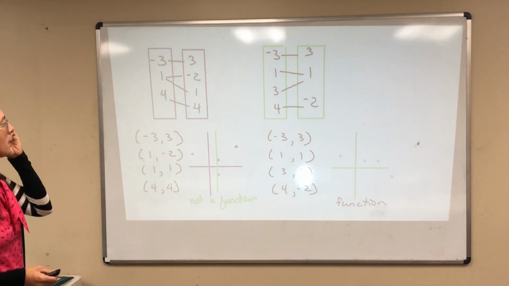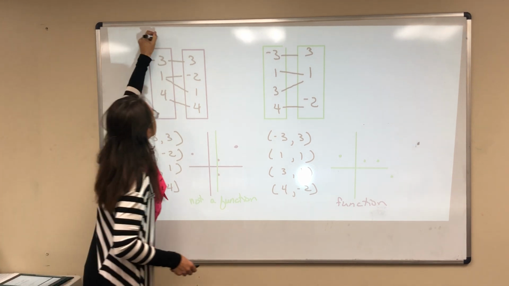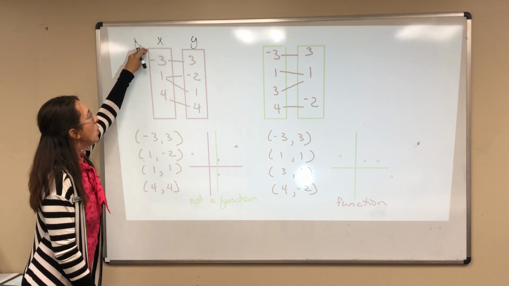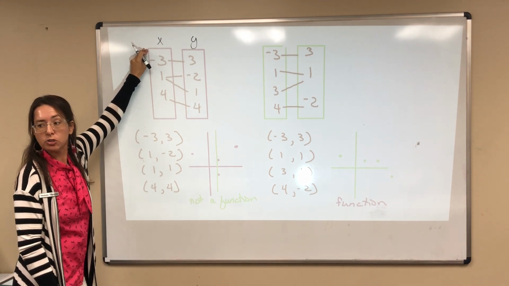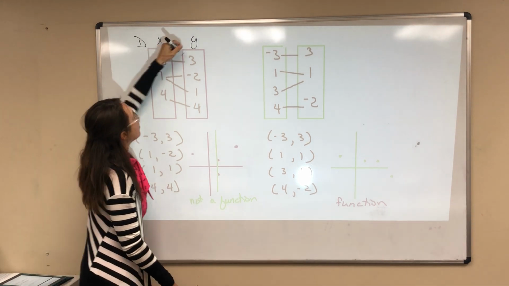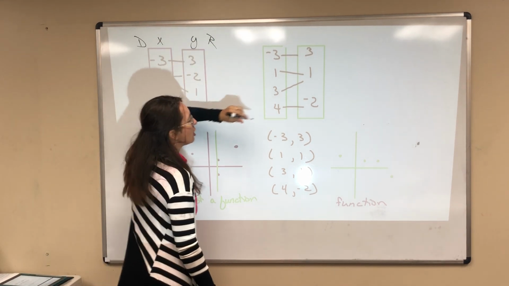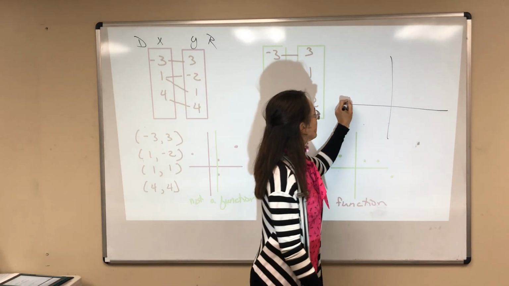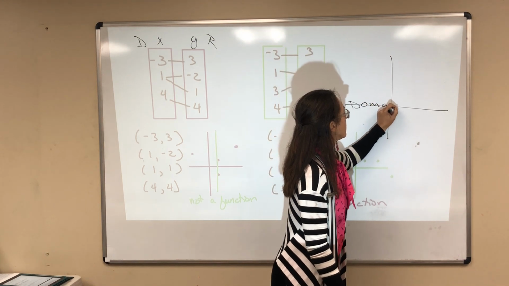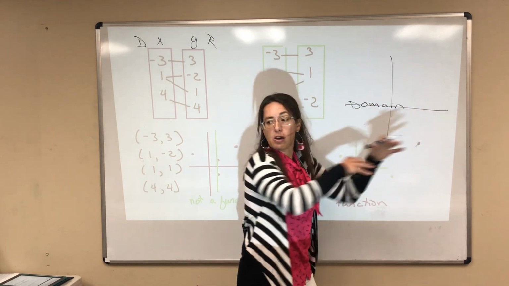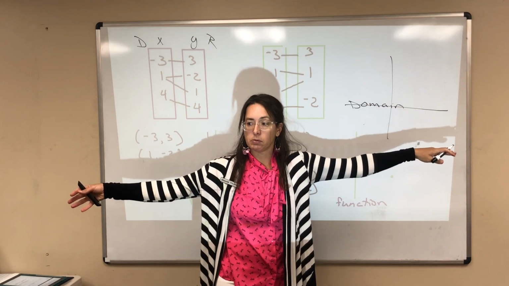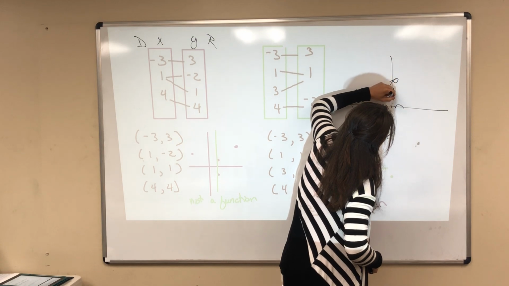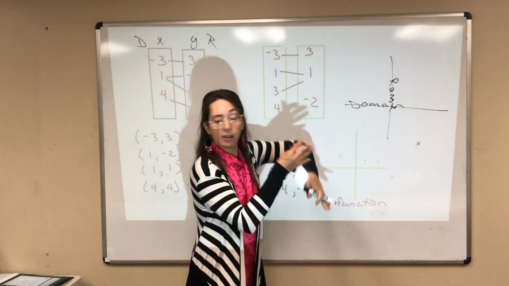So, let's look at a couple of different ones. Here are my x values, here are my y values. I could label my x as what, is it the domain or the range? Domain. Y is the range. So when we are looking at a graph on a coordinate plane, x is your domain. It's all of the x values that graph takes up. Range is all of the y values that it takes up.